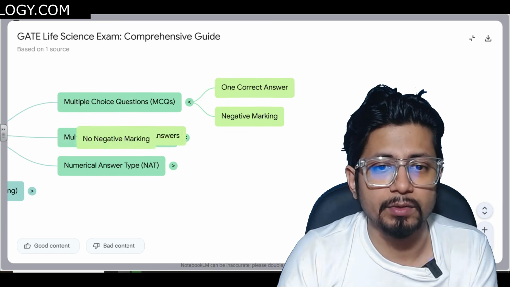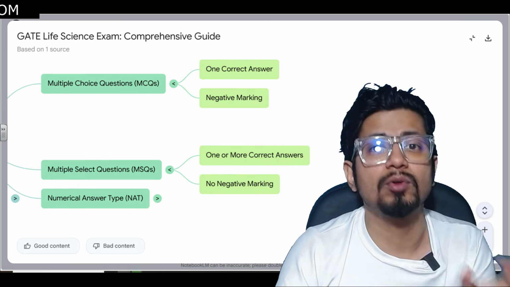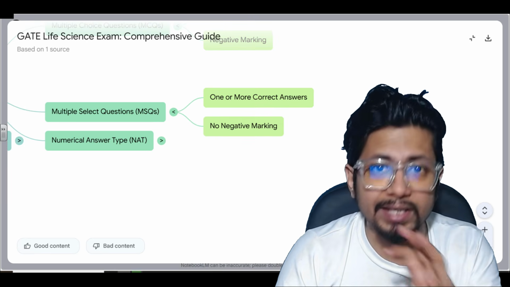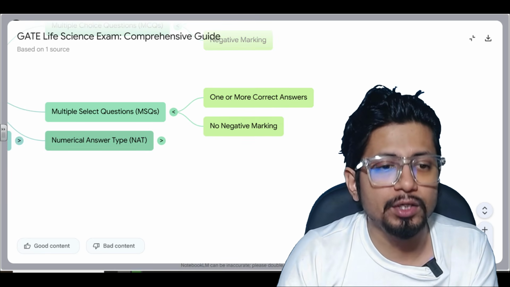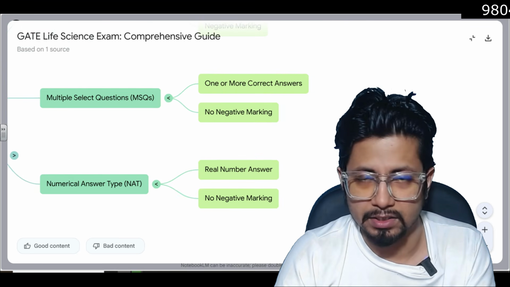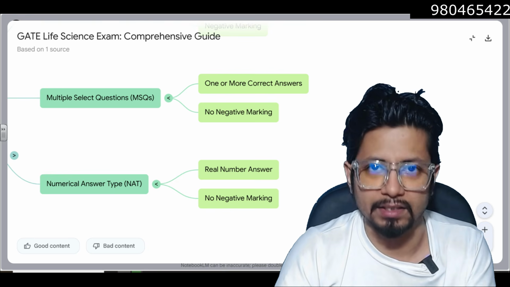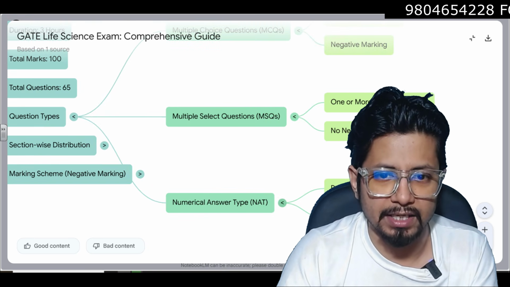While multiple select questions have one or more correct answers, they don't carry any negative marking. And there are numerical answer type questions where the answer is a real number, there is no option given, you need to write down the answer, and there is no negative marking for that as well.